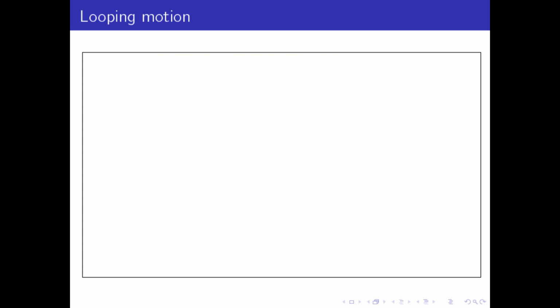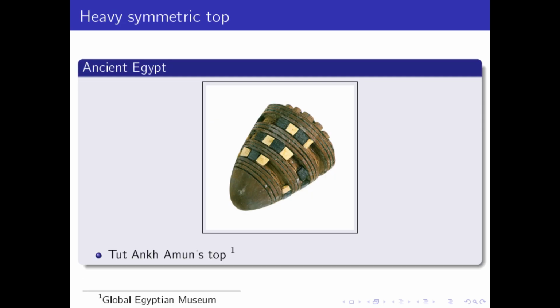There are many different types of motion of a heavy symmetric top, and we will not consider all of these in this video. Let us continue with a brief history of the top. In this picture, we see Tutankhamun's top. This top shows that the symmetric top has been known at least from the time of Tutankhamun, 14th century BC.